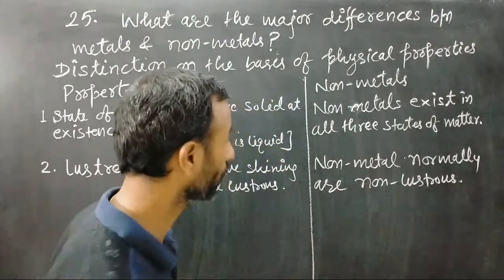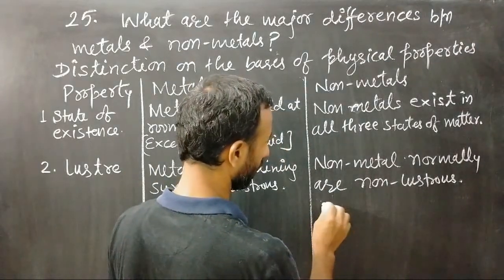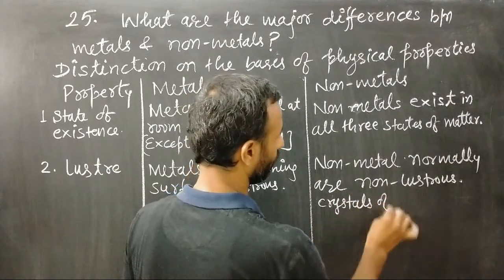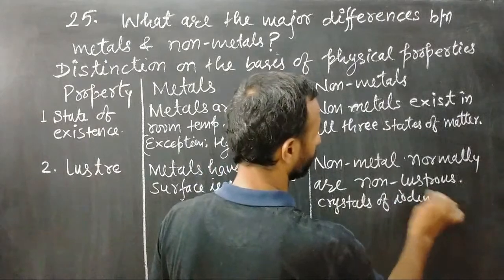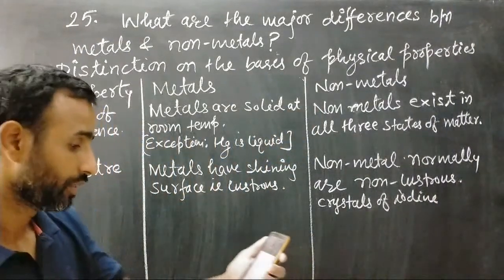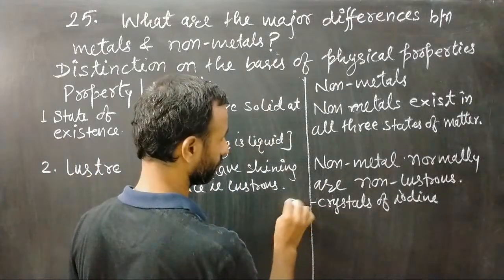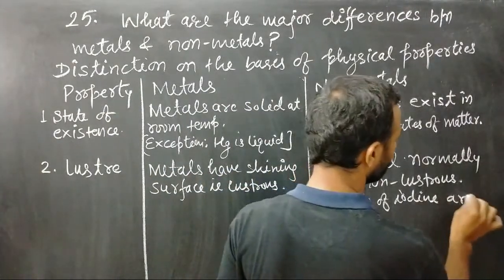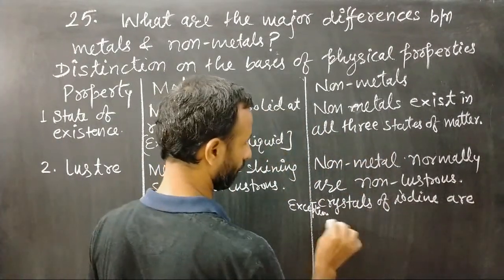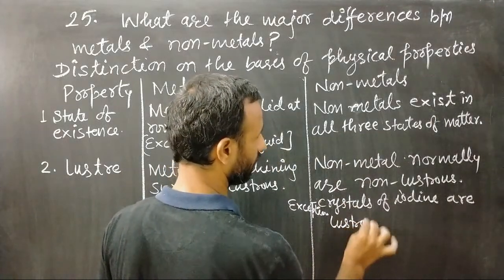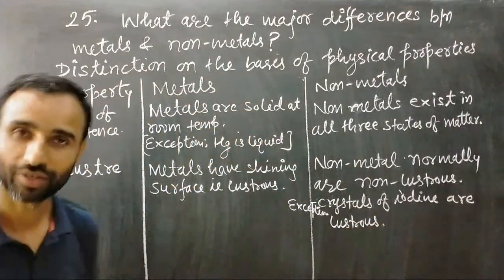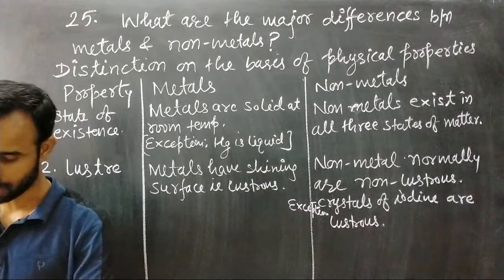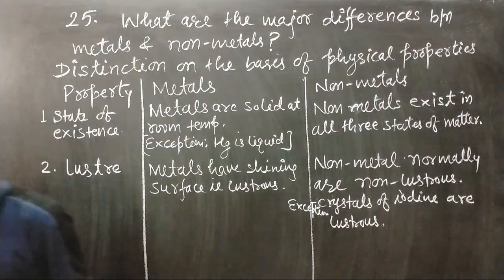Very good. Except iodine. Iodine. Crystals of iodine is an exception. Very good, Daniel. This is an exception. Okay? Crystals of iodine are lustrous. They are shining. Okay? Very good, Ralam, Siddharth as well. Very good.